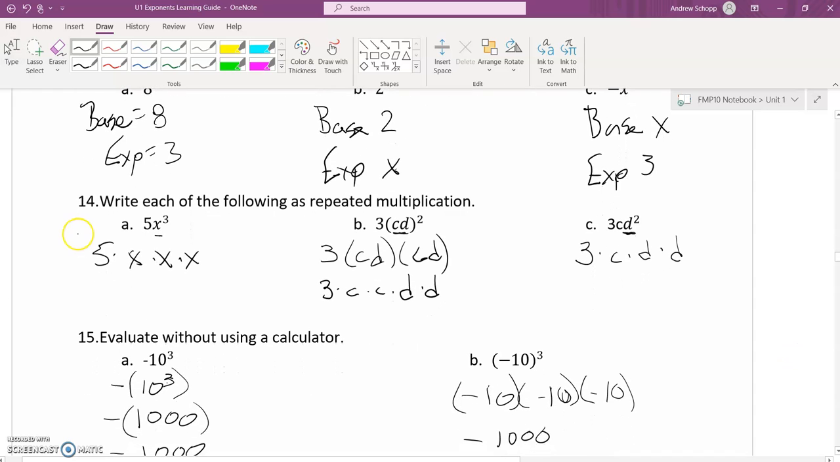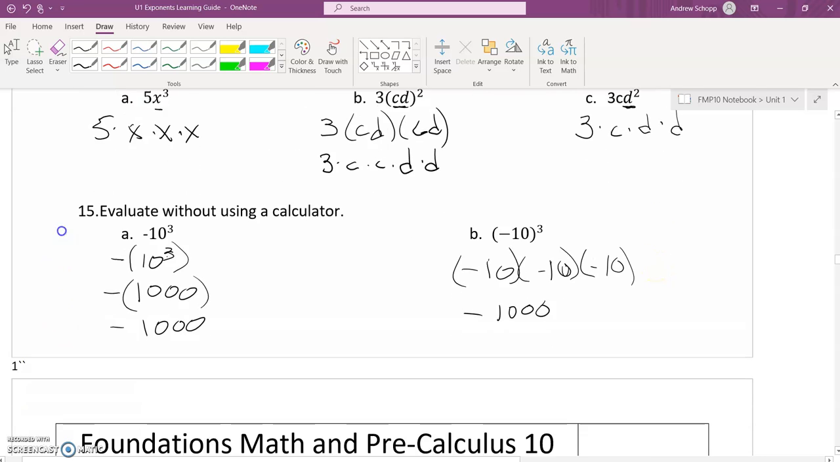Next one, write each of the following as repeated multiplication. So we have 5 times x to the power of 3, and the repeated multiplication piece is the x, so x times x times x, and 3 times cd, 3 times cd times cd, and we could rearrange that to 3 times c times c times d times d. C, the last one, we have 3 times c times d squared, so the only piece being repeated is the d, and we can write that one out as well.